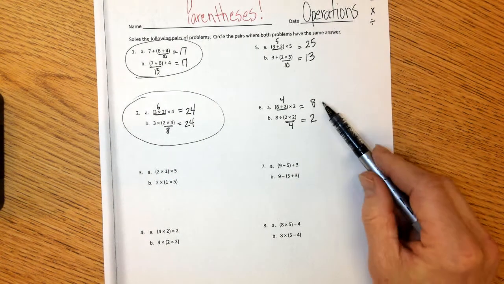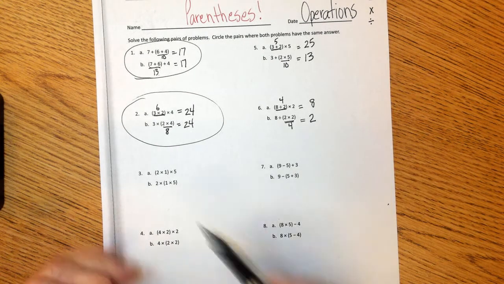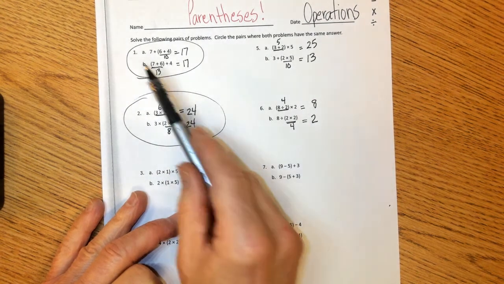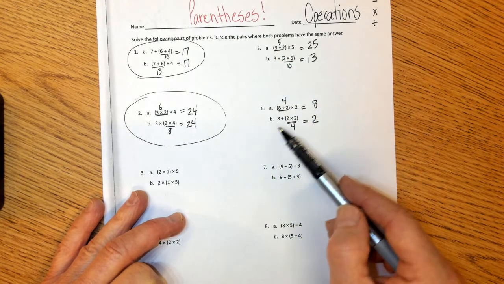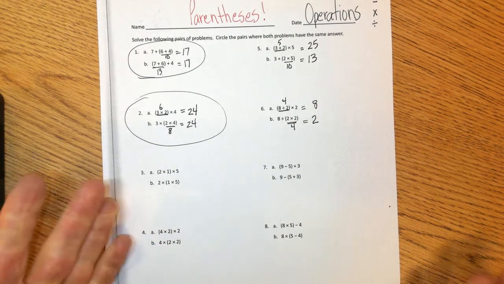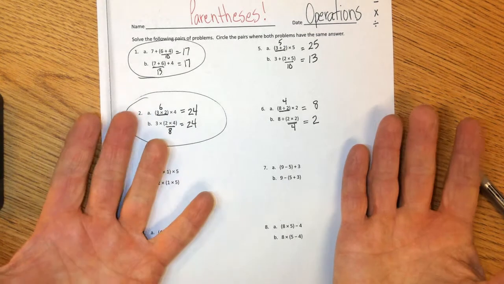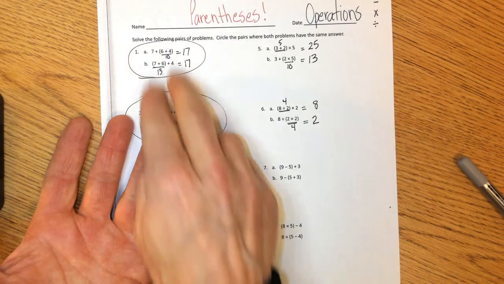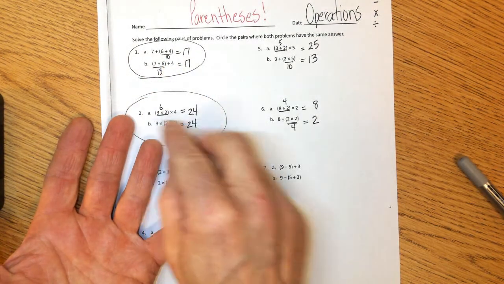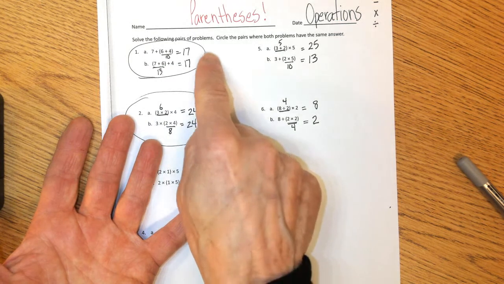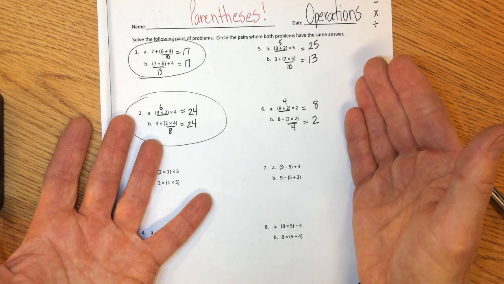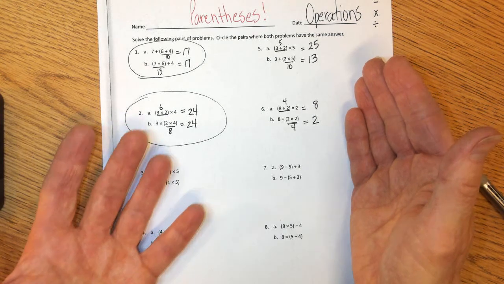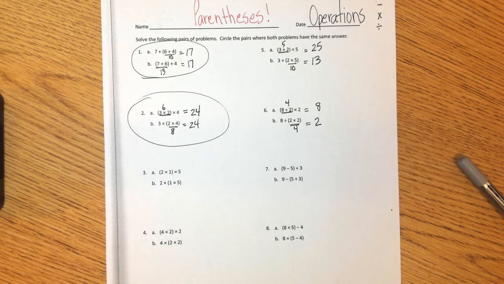Now, here we go again. We have different answers, and in all of these, we have the same numbers. For both pairs, the numbers are the same, but the parentheses are moved. So the big math question here is why, in some cases like these two, are both answers the same, but in some cases like these two, are both answers different? Pause for a moment and see if you can figure that out.